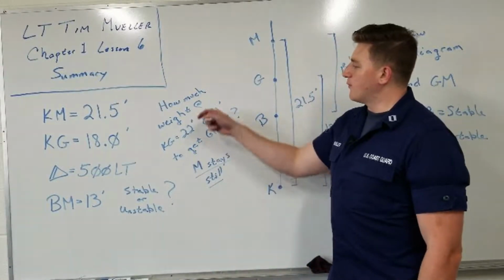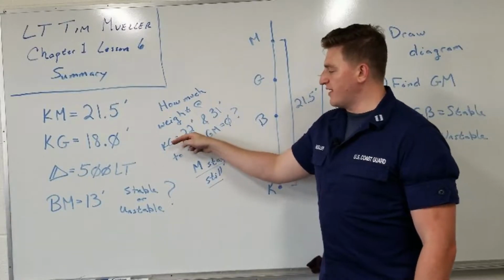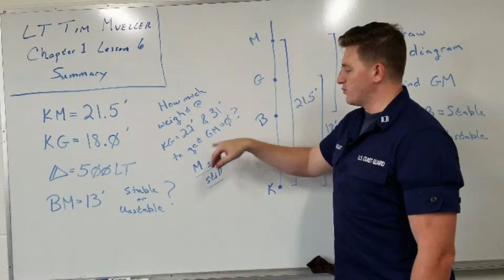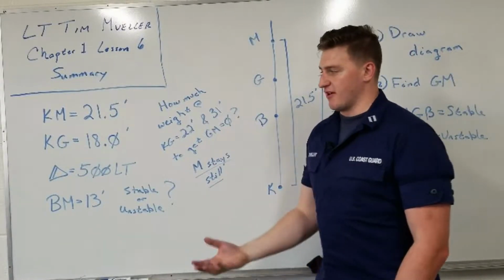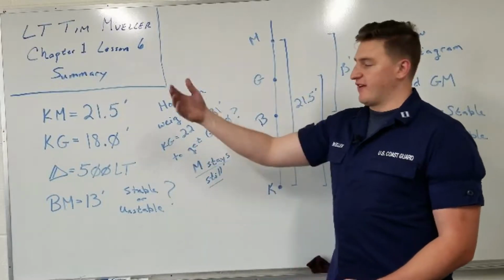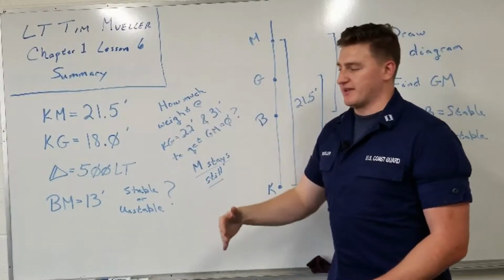And then we have to find out how much weight we would add at 22 feet. So if we add weight at 22 feet high, how much weight would get our GM to equal 0, or to move that KG up if we're already stable? Or if it's too high, would we be able to add weight at 22 to drop it down?